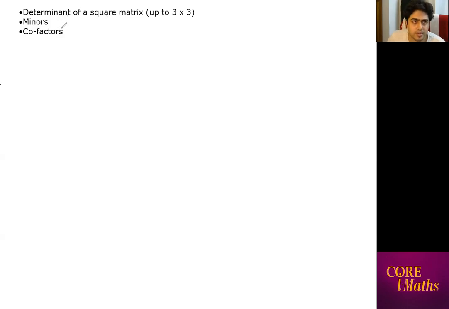Minors and cofactors, right? So what is a determinant? Determinant is nothing but, for every square matrix A, B, C, whatever, for every square matrix is associated with a number called its determinant. So by definition of the determinant, we can write it.